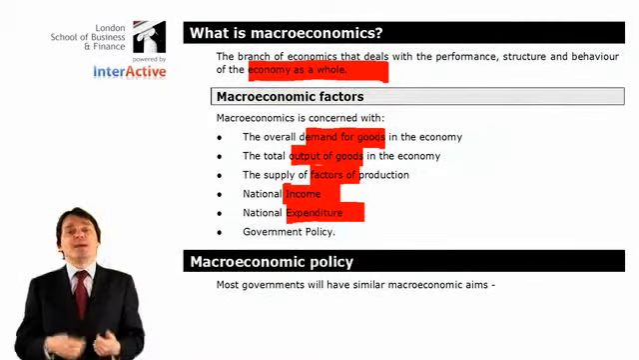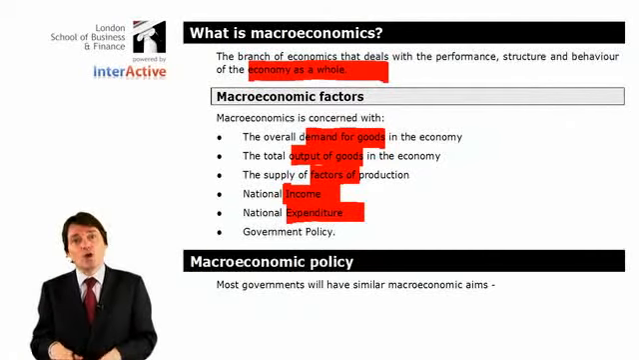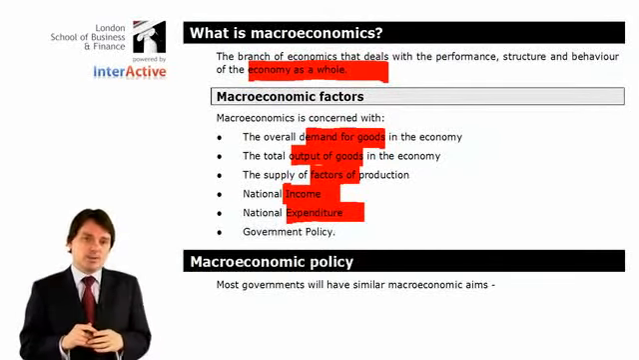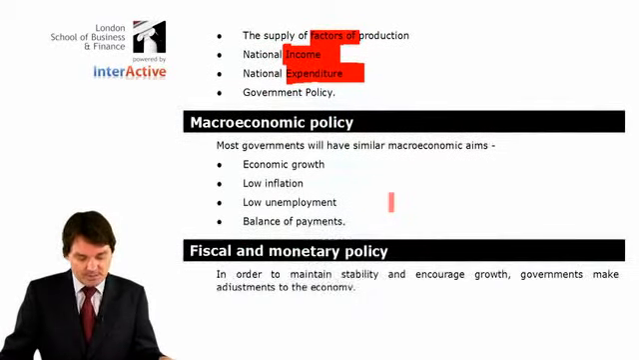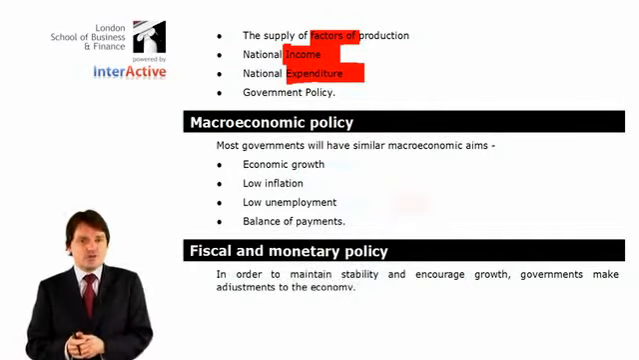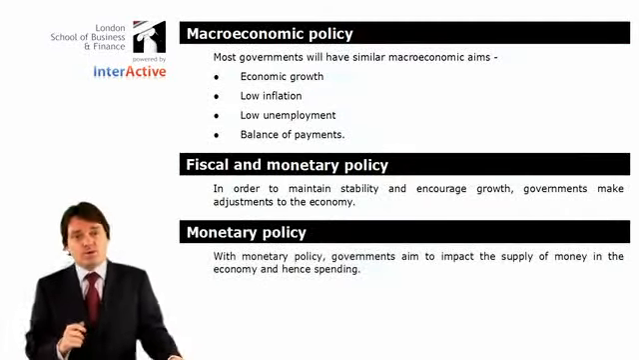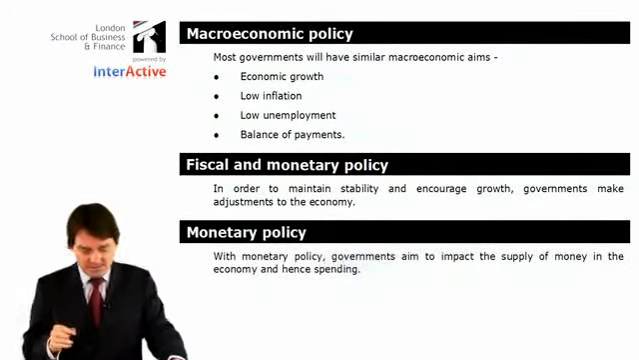I perhaps spend some money abroad. I go on holiday and I spend some money. That's part of the national expenditure. But a lot of that is going to be made up by the government. Finally, a big thing is going to be government policy. So are they trying to expand? What exactly are they trying to do? Macroeconomic policy. Most countries are trying to achieve similar things.